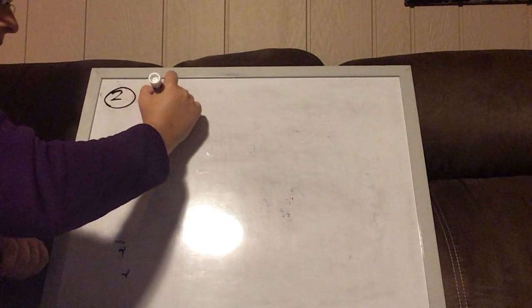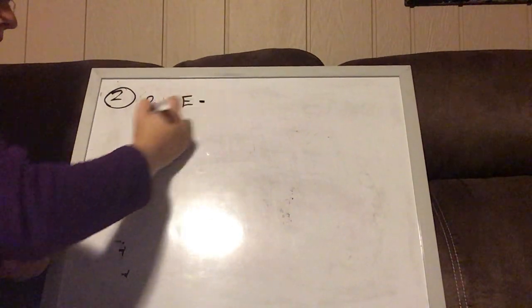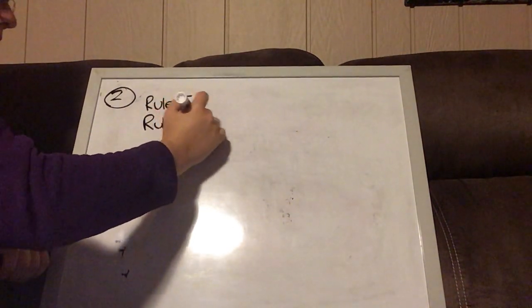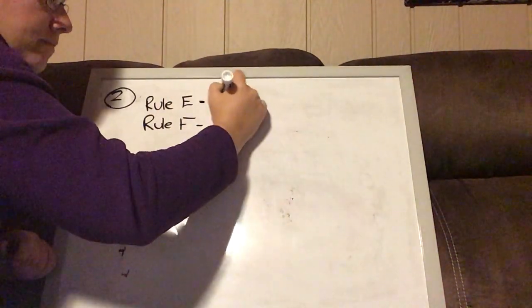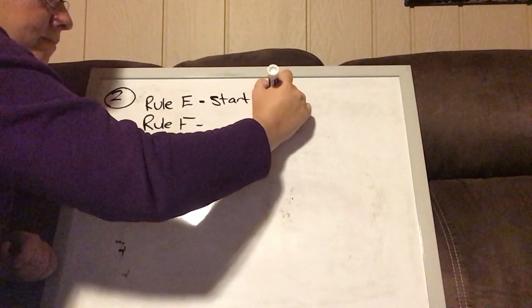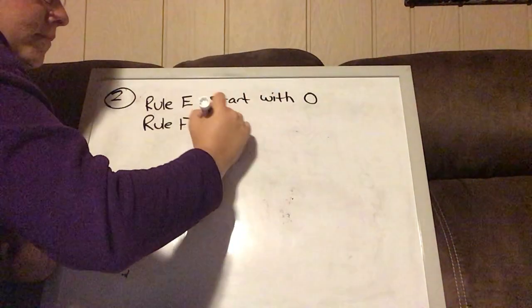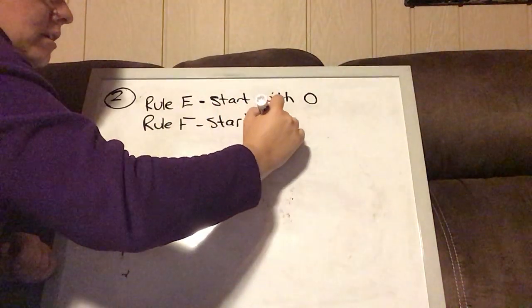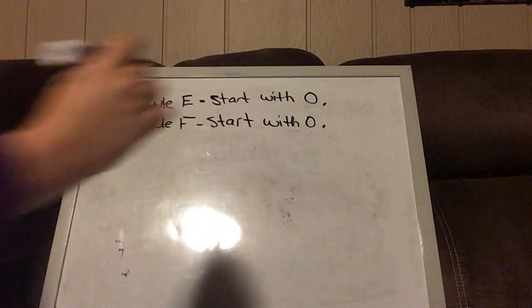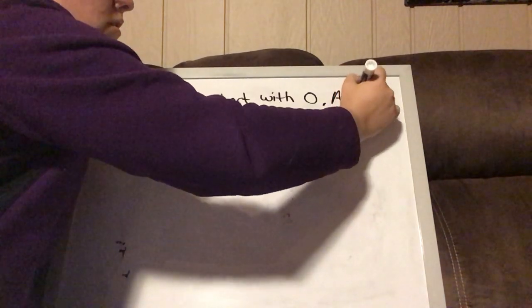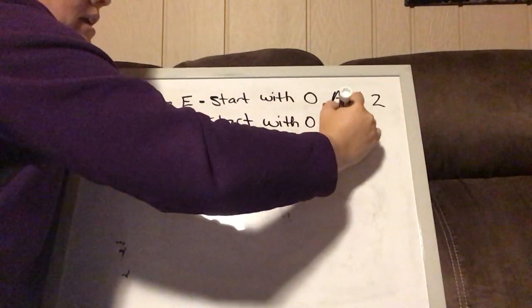Alright, number 2. I'm going to give you the rule of E and F, and then I'm going to have you make the table. Both of them are going to start with 0. This one's going to be add 2. This one's going to be add 8.